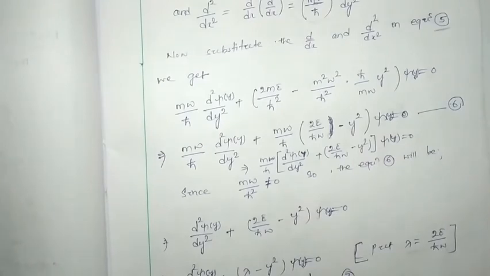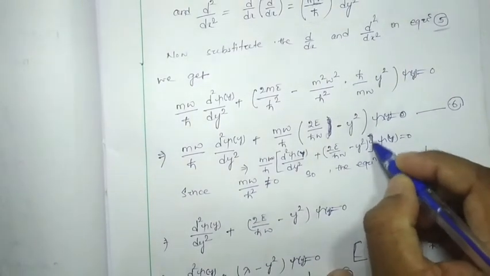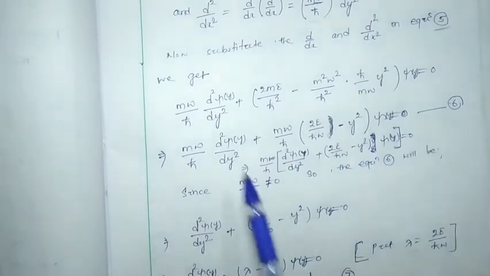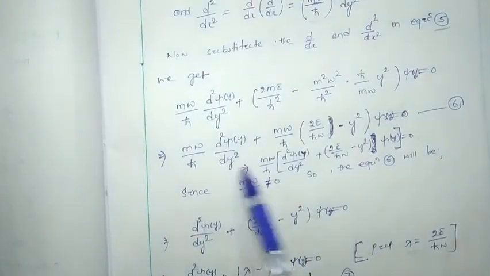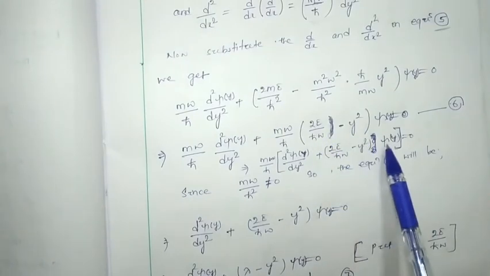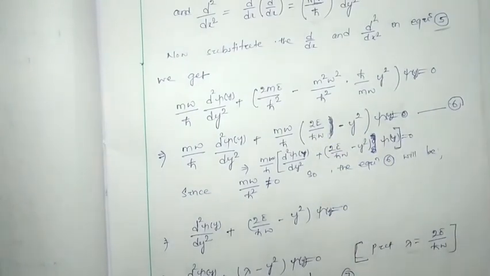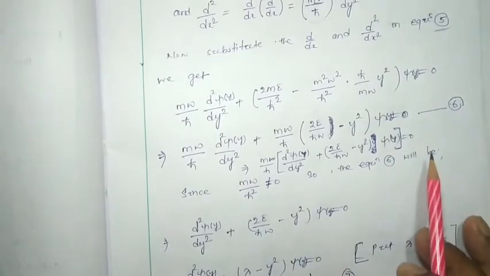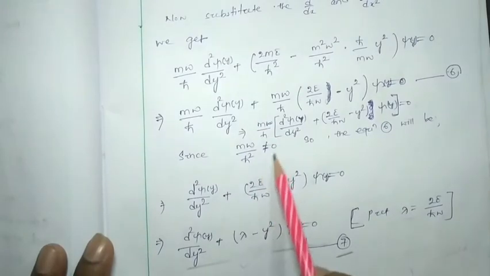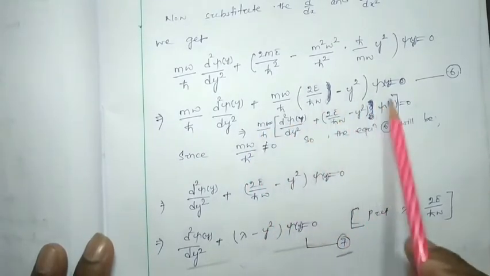See, here I wrote a simple mistake, that this bracket will be here. Okay, this bracket will be here: d square psi y by dy square plus (2m/h cross)(omega minus y square) psi y equal to 0. Correctly, you just pause the video and write the note. Again, I suggest that you write the note, because notes are always useful for your exam.